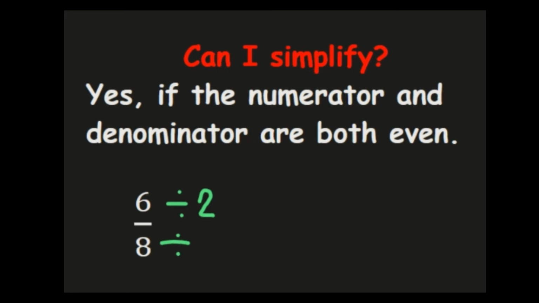So we're going to divide the numerator by 2 and the denominator by 2 to simplify our 6/8, because the 6 and the 8 are both even numbers. So 6/8 simplifies to 3/4. So anytime that you have a numerator and denominator that are both even numbers, you can always simplify because they'll share a common factor of 2.